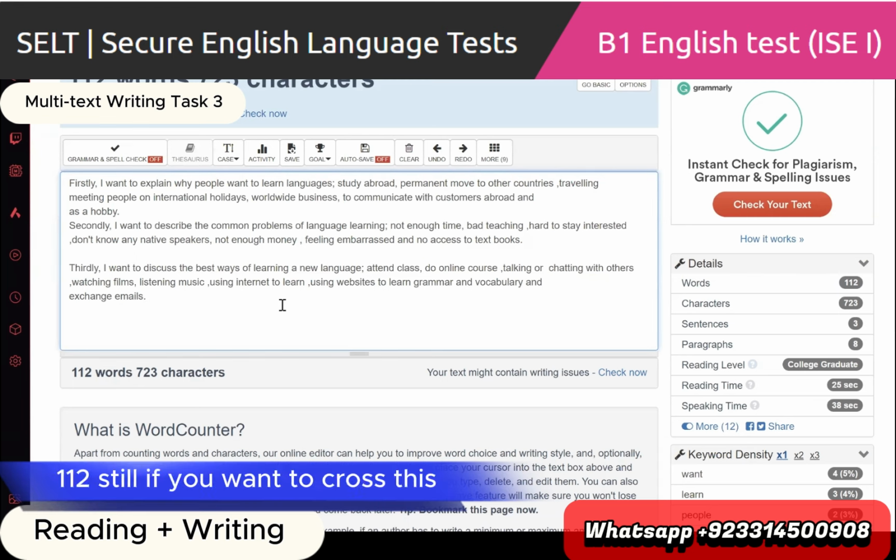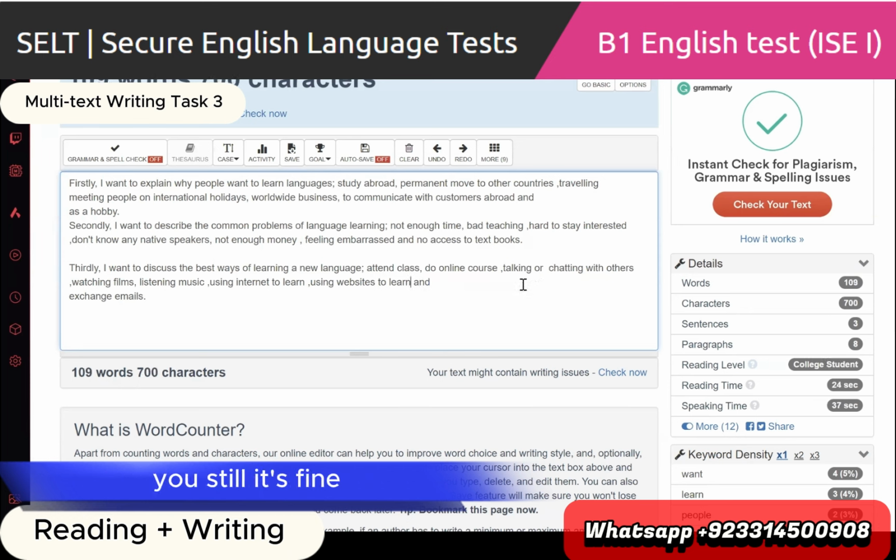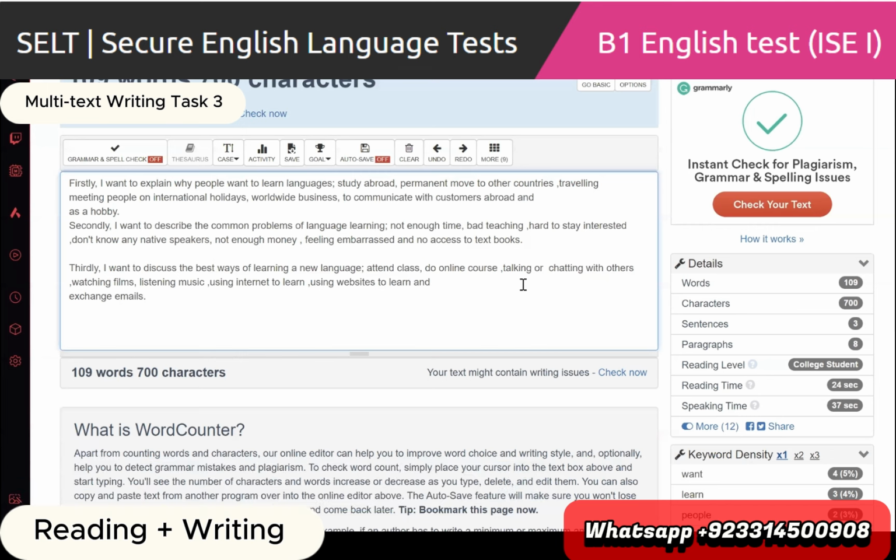How many words? 112. Still, if you want to cross this, use websites to learn. Even if you cross this extra information you don't want to write, it's fine. It's cool. I'm just saying, if somebody doesn't want to write so much, look, no information you have written on your own. You've found it from the passage and you've written it in here. Tell me if it's difficult. Is it difficult? No, easy. Just found information and after I put.